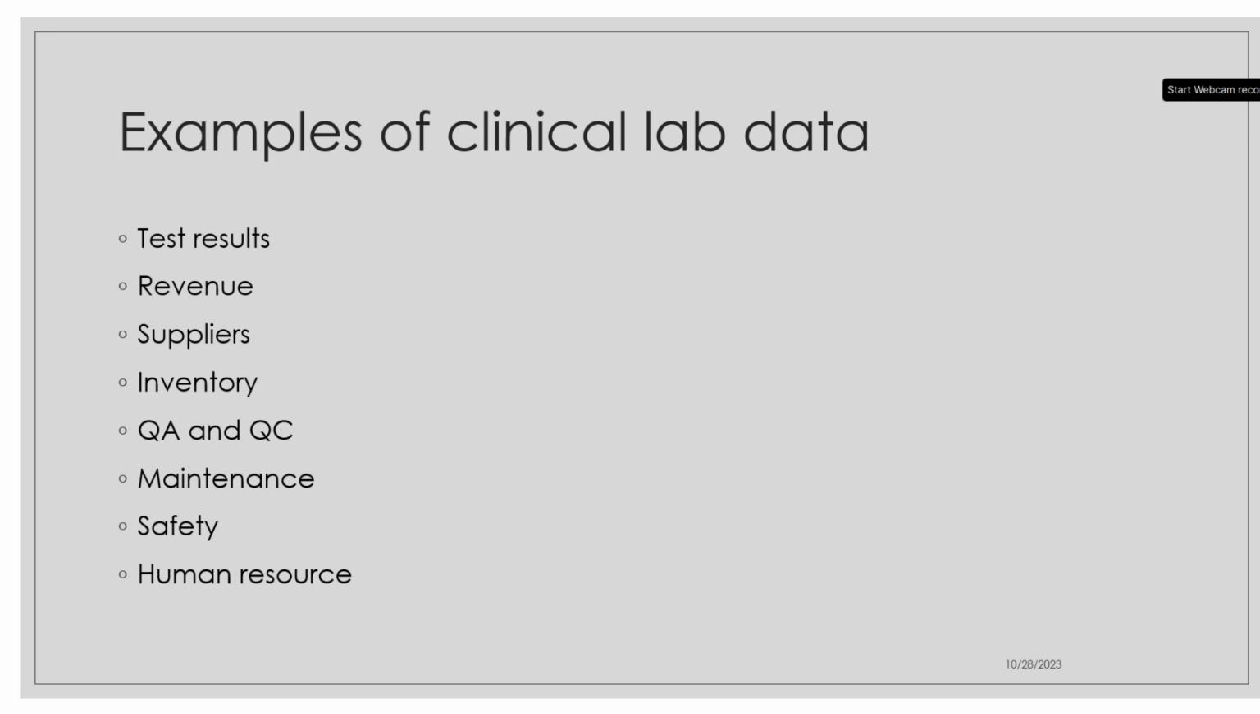Now, when we consider some data that we have in the lab, we realize that we have data on test results, that's the full blood count, the chemistries, the urines, and the rest. We also have data on the revenue that we generate, or these are some data that we can capture in the lab. We can capture the data from the supplies that we receive. We can capture data on the items that we have and store it as our inventory, data on quality control, quality assessment, maintenance of equipment, safety, and even the human resource, and a lot more which are not stated here.